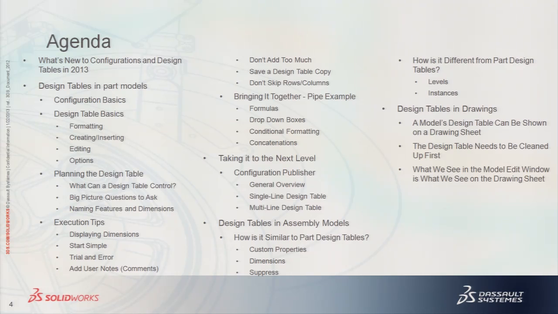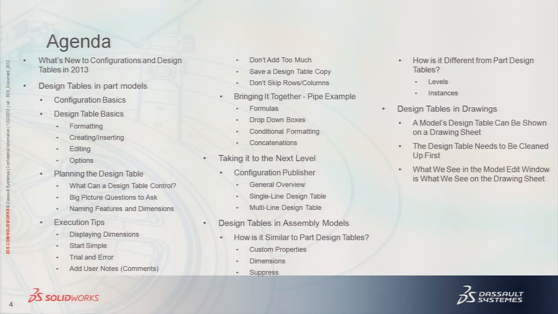Talk about the design table basics, the formatting, how to create them, how to insert them. Also talk about planning the design table. That's a big part of what we do here, making sure that you plan and build it effectively. Talk about some of the execution tips, the trial and error, how to add comments, displaying dimensions, things like that. We're going to bring it all together with an example that we have of a pipe that we've used in the past. Talk about Excel and formulas and the different things we can do with that. Then we're going to talk a little bit about taking it to the next level.